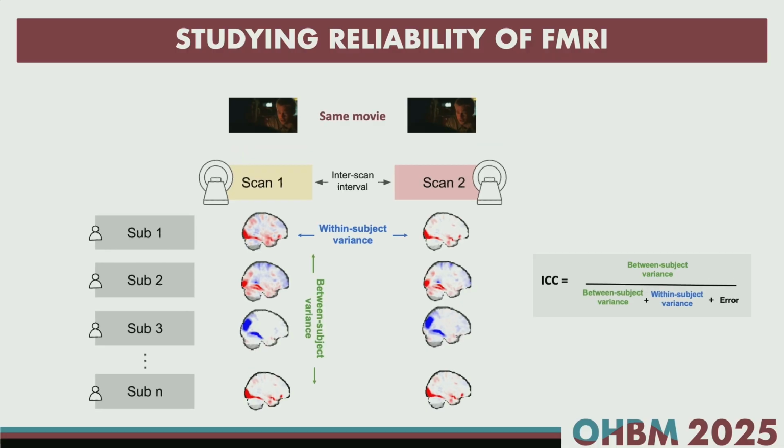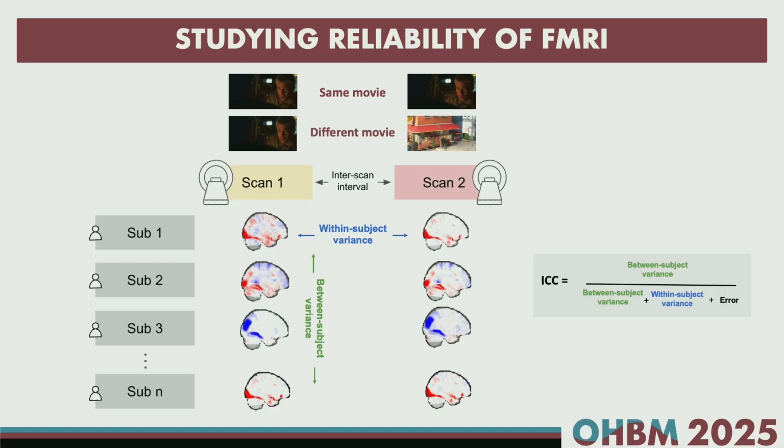This intraclass correlation coefficient tells us what proportion of the variance comes from between subject differences relative to the total variance. And specific to movie fMRI, here we need to make an extra decision of whether we're going to show the same movie to everybody during the two scans or if we'll show different movies.